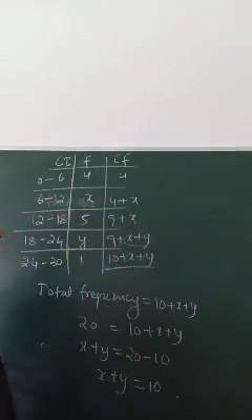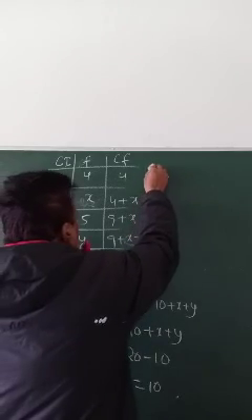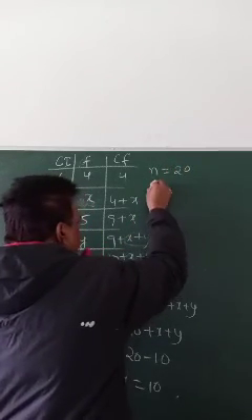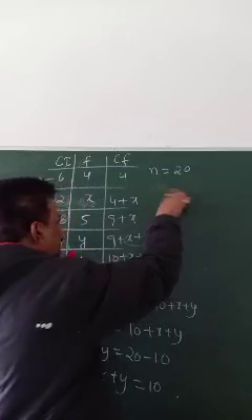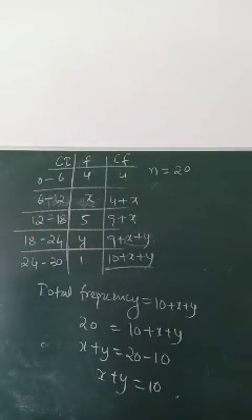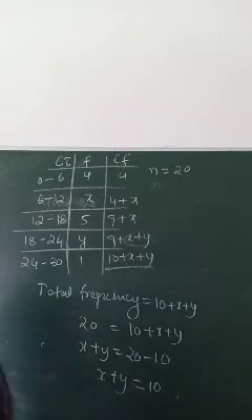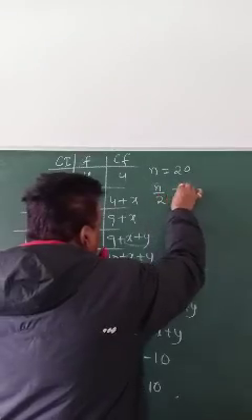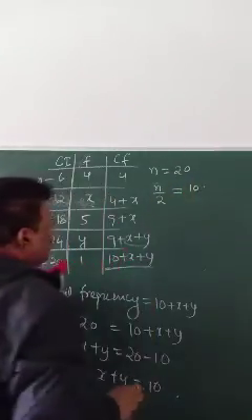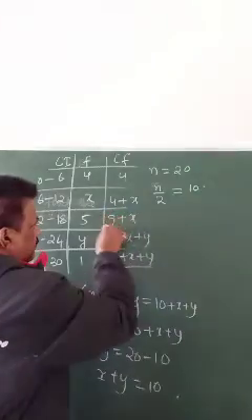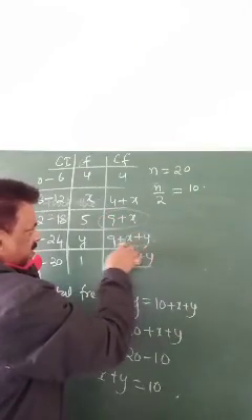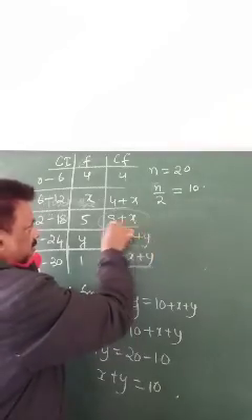Okay. Now look here. What is N? Total 20. Where does this 20 lie? Because you have to find n by 2. n by 2 is 10. 10 is lying here. 10 will lie here, because this is 10 plus 9 is 19. So 10 will remain here.